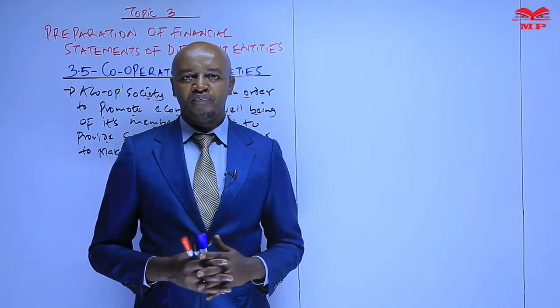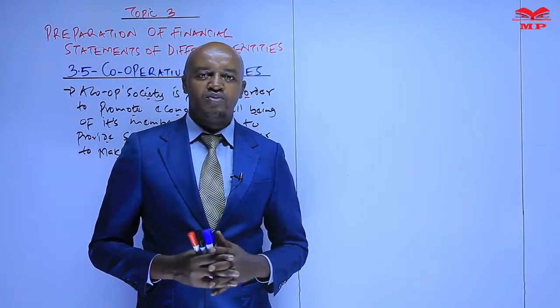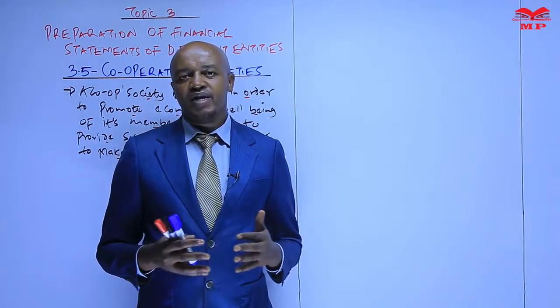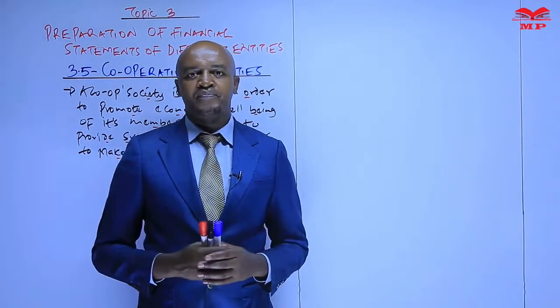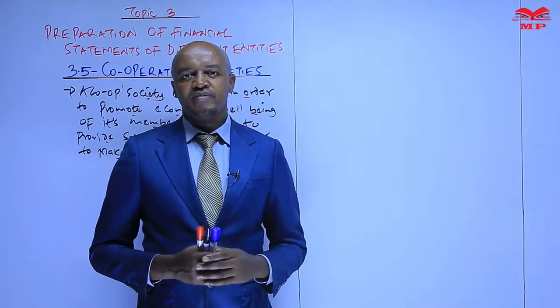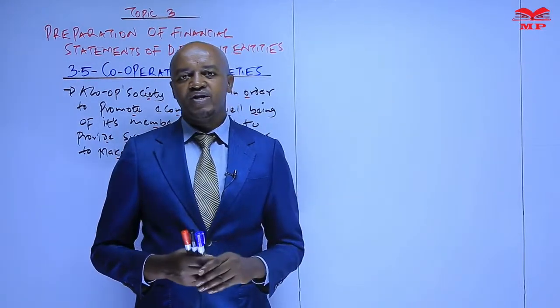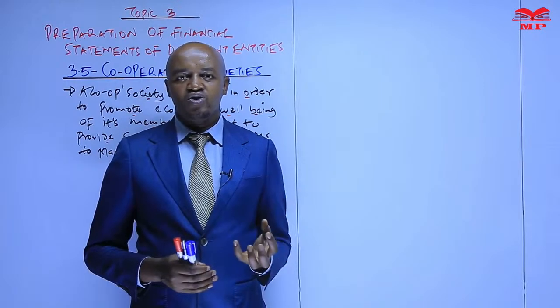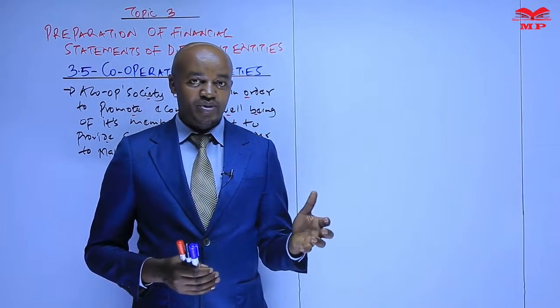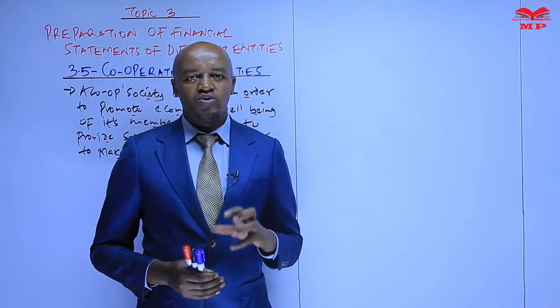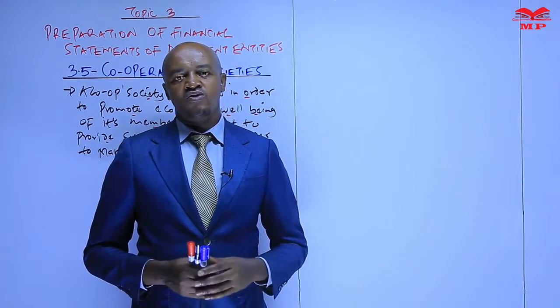Basically, a SACCO is a good example of a cooperative society. And we know that those particular members will be forming that SACCO in order to make some savings. And if one of the members requires a small loan, then he can come to that SACCO and borrow that money. So the objective of forming that SACCO is to promote the economic welfare of the members.